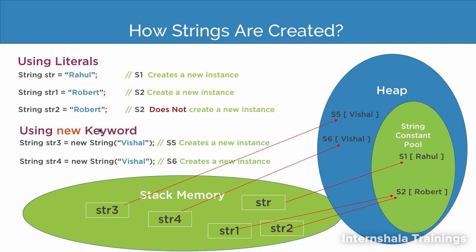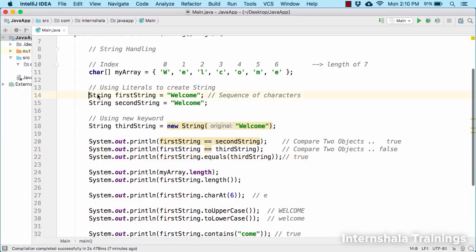Now let us come back to our problem. So here, using the literals, we have first string and second string. In both cases, let us assume the object being created is s1 and also s1, because we are using the string literal of welcome. So that's why the object created will be the same, s1 and s1. Now using the new keyword, here we have the same value but it does not matter because we are using the new keyword. So definitely it is going to create a new object s2 in the heap memory.